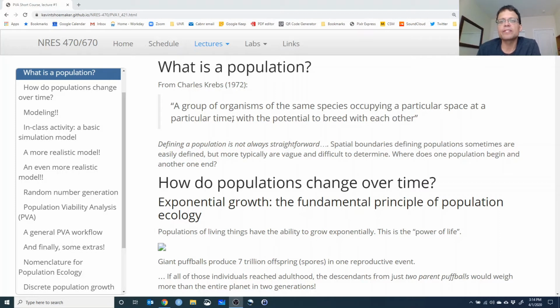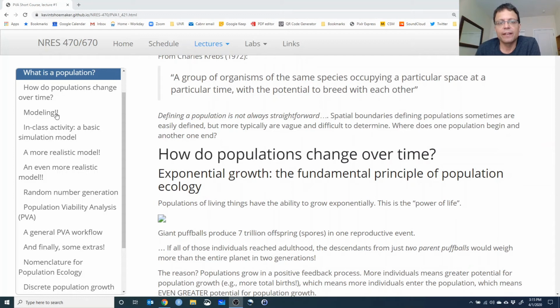Now, defining a population is not always straightforward. We don't always know where one population ends and another population begins. Sometimes the habitat is contiguous, and if you have a contiguous habitat, say across the entire Great Basin, you wouldn't expect an individual at one end near Salt Lake City to be able to breed with an individual closer to Reno. That wouldn't really make sense. But where does the population begin and where does it end? That's not always super clear. It's something that we have to define as conservation biologists, as managers, as population ecologists.